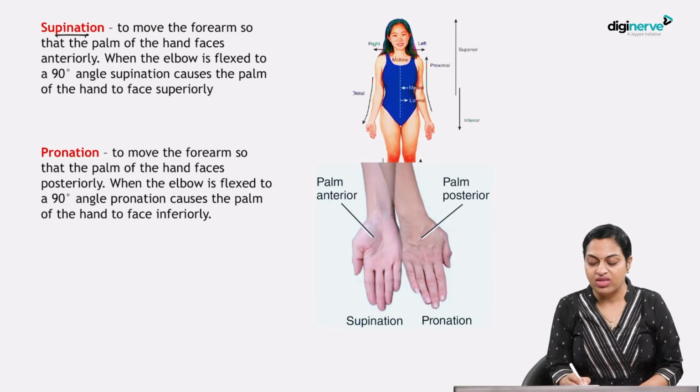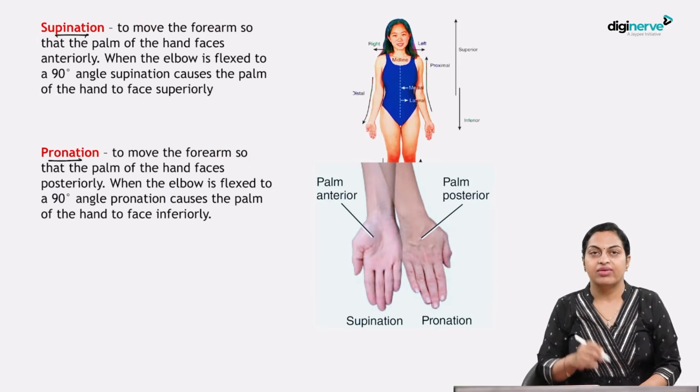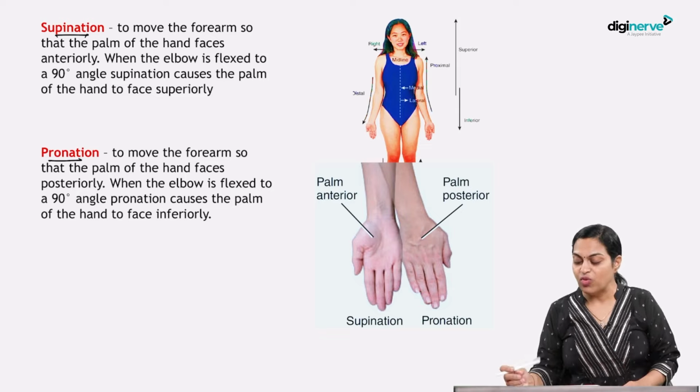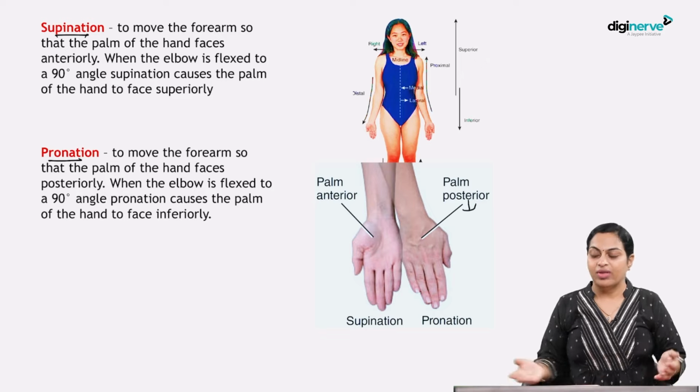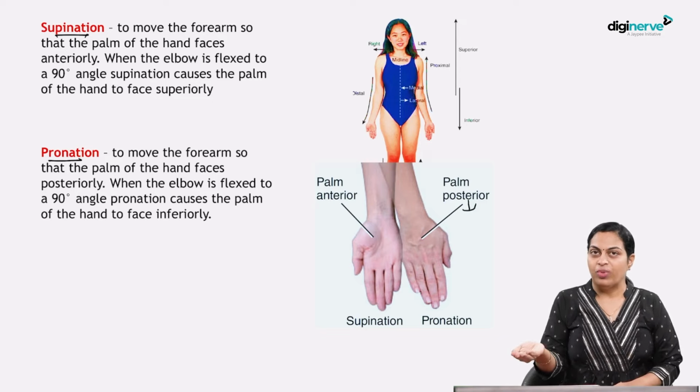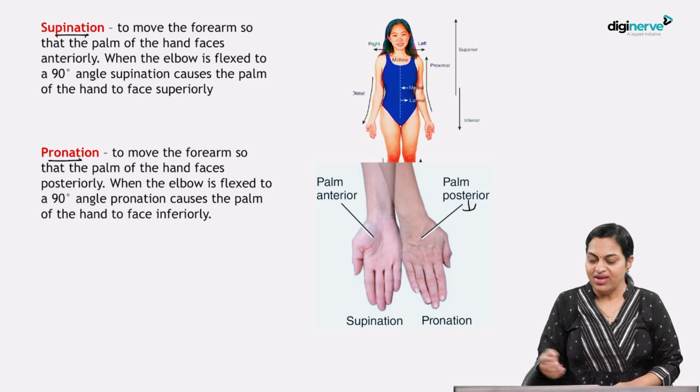Supination and pronation, right? So we remember the anatomical position, the person standing erect, eyes looking straight forwards, the upper limb by the side of the body, and the palm facing anteriorly, right? When the elbow is flexed, when the palm is facing superiorly, that is also called supination. The reverse of it, when the palm turns posteriorly, or when the palm is put inferiorly, that will be called pronation. Supination, pronation, right?